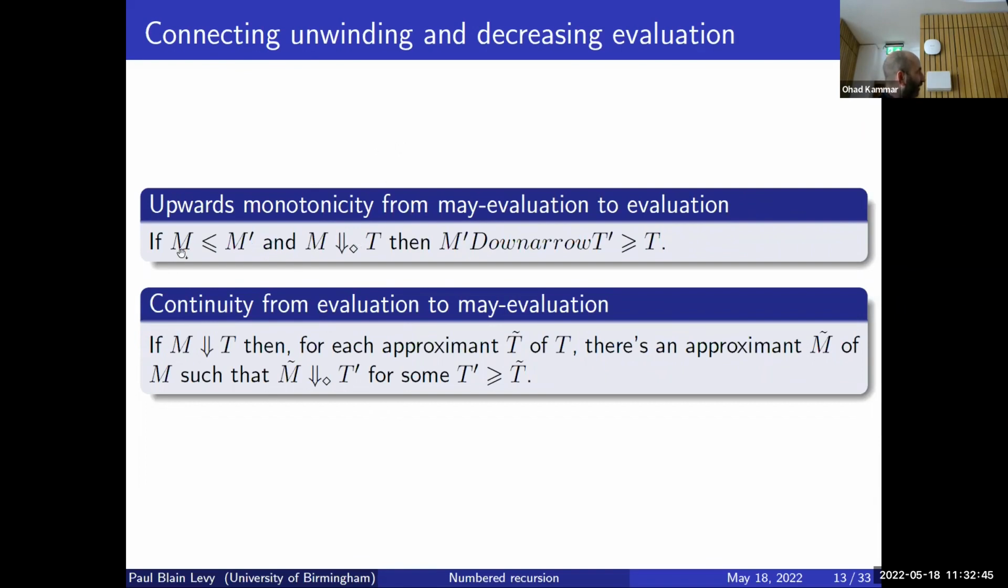So this one says, if you've got this below this one, if the lower one may evaluate in the decreasing world, then the upper one does evaluate in the unwinding world. And conversely, if you have something which evaluates in the unwinding world and you have an approximant to the outcome, then in the decreasing may evaluation world, you can get that from an approximant of the input, right? Again, nothing here is surprising and everything is just proved by induction on the derivation.